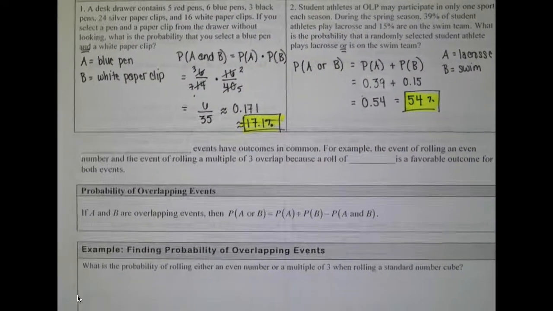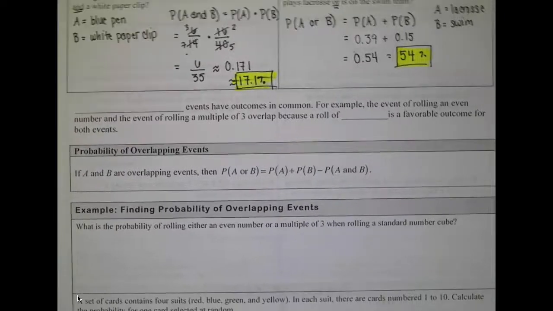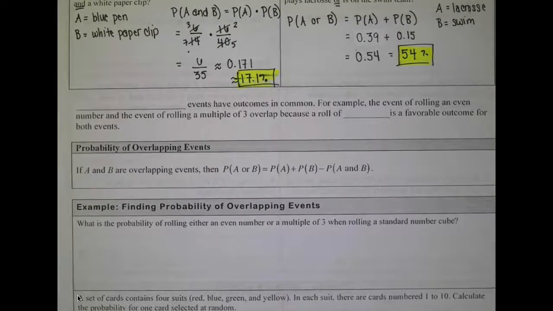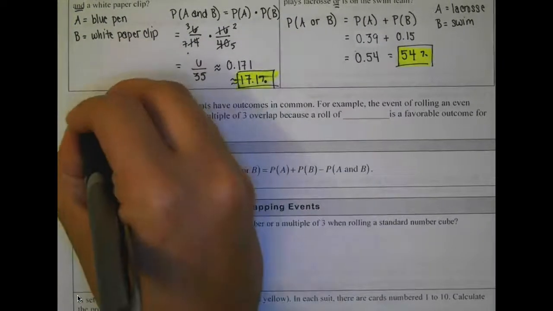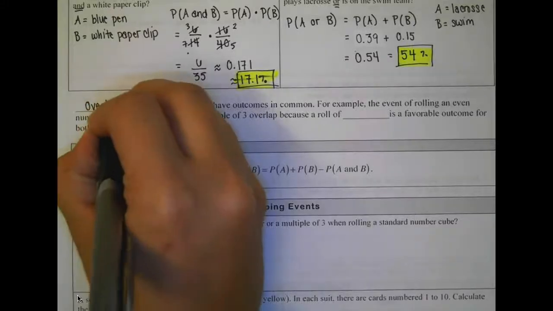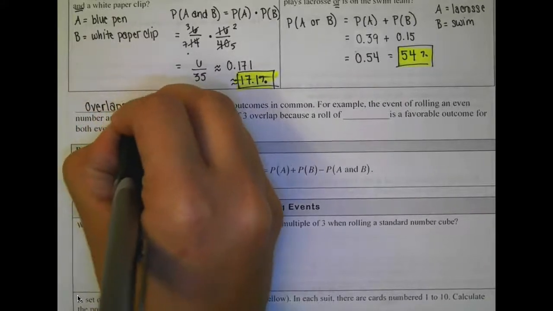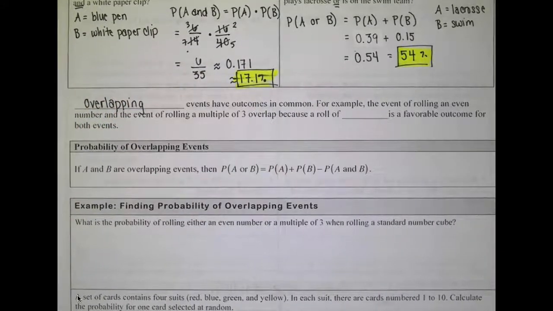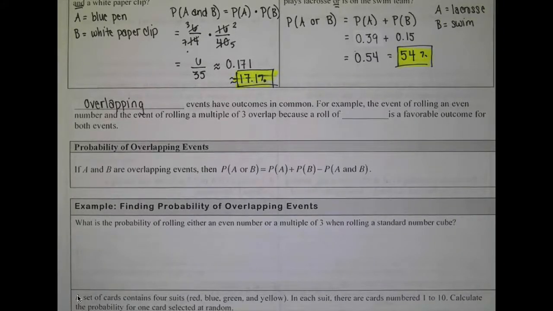Okay. Now let's talk about overlapping events. Overlapping events have outcomes in common. For example, the event of rolling an even number and the event of rolling a multiple of 3 overlap because a roll of 6 is a favorable outcome for both events.